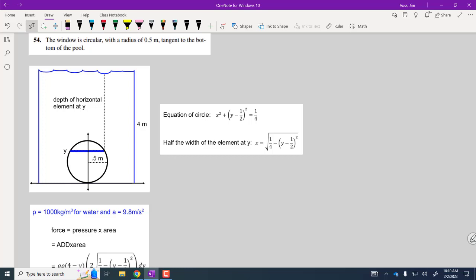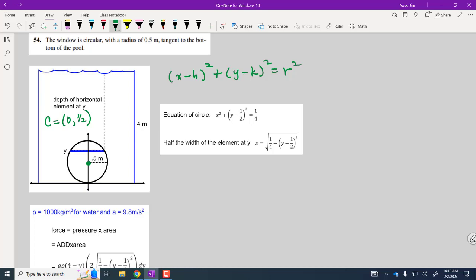We know that the equation of a circle in general is (x minus h) squared plus (y minus k) squared equals the radius squared, and (h, k) is the center. So for us, the center is (0, 1/2), right? That's that point right there. The center of our circle is (0, 1/2). So that's why we have that equation.